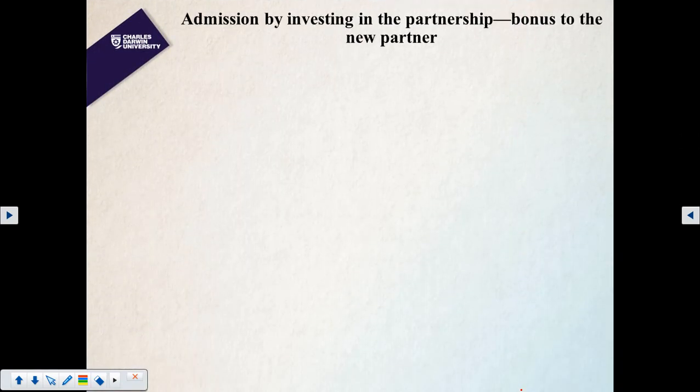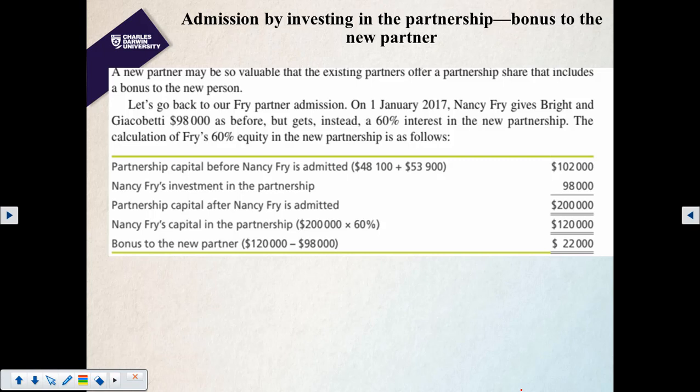Let's go to the bonus to the new partner. Okay, this is now exactly the opposite. Now the business is probably not doing anything. It's rubbish. I mean, we're making lots of loss. Now we desperately need a partner who can help us. So one partner is coming. Let's go back to this example again. So they had already a capital of 98,000 as before, but she gets instead 60% of interest in the new partnership. The calculation of the fresh 60% equity partnership is as follows.